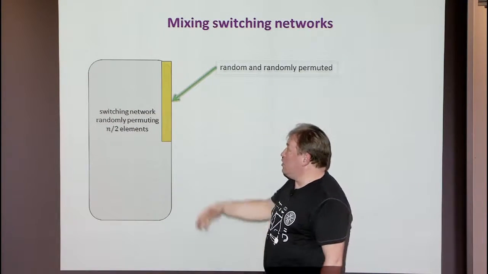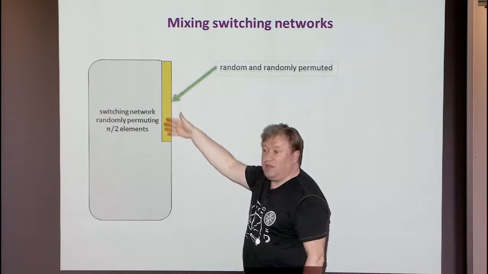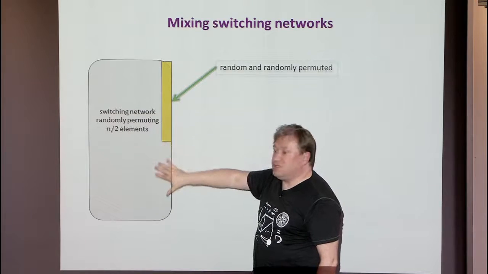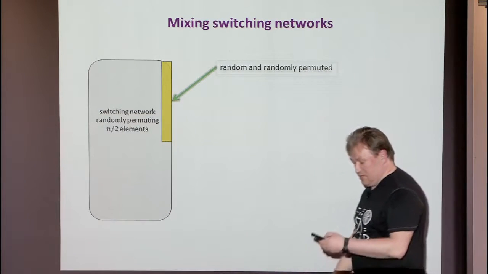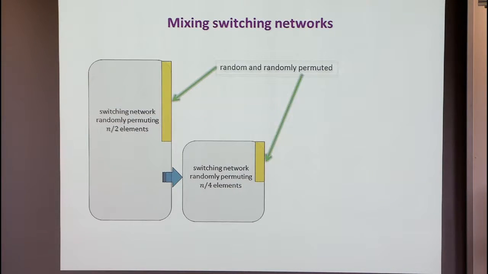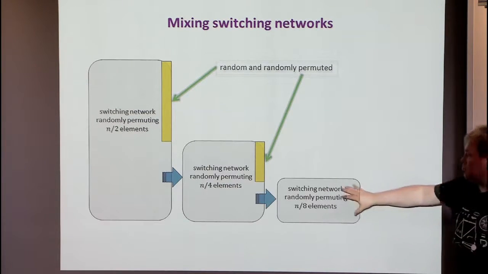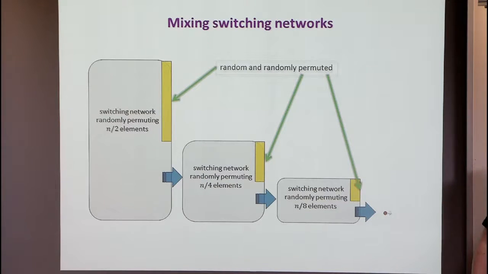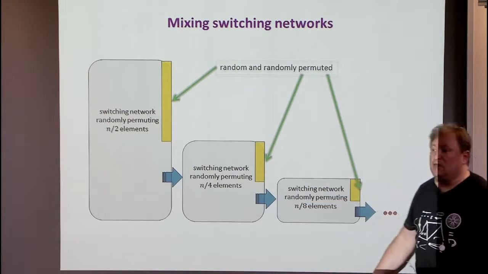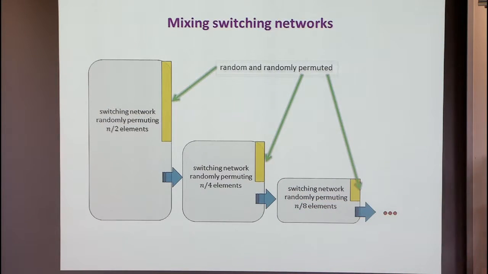elements. So what we know about these elements is that they are randomly permuted, and they are random. Now we use the second network for the next n over 2 elements, and we use the same result. And then we use it for n over 4, n over 8, and so on. If you count the number of switches, you will see that the depth is log n squared, but the total number of switches is still n log n. So this is something which can be done.